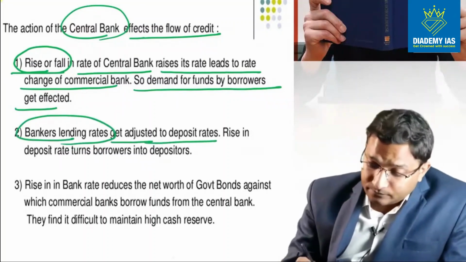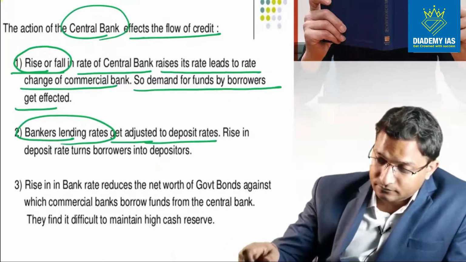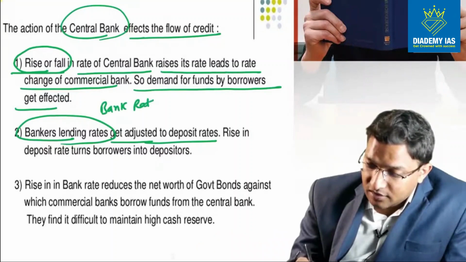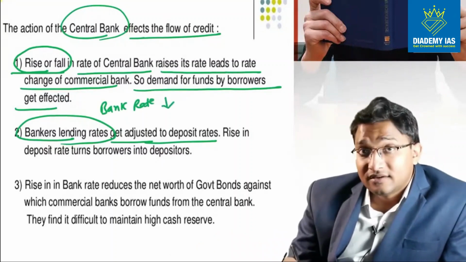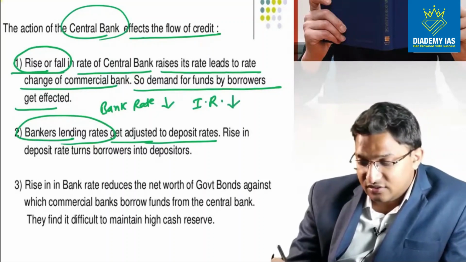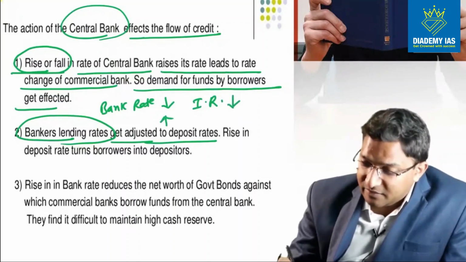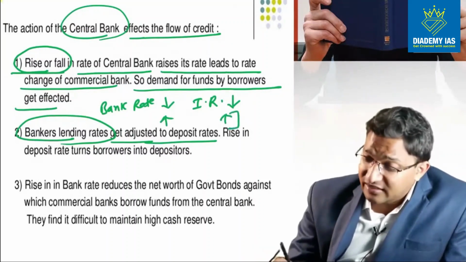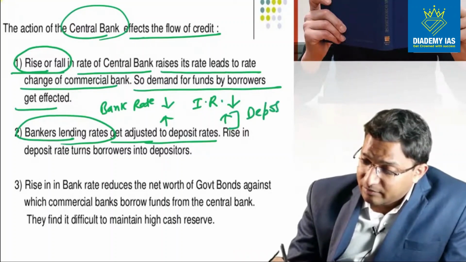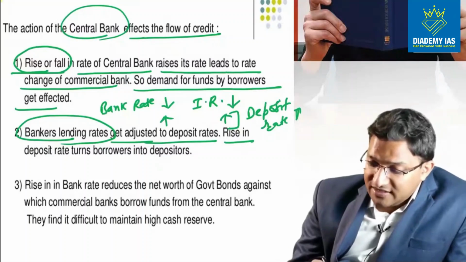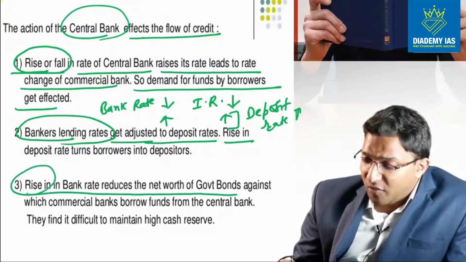So if the bank rate is decreasing, that means the interest rate will be decreased. If the bank rate is increasing, that means the interest rate will also be increased. If the interest rate is increased, then the bank can also increase the deposit rate, and it can increase the deposits also. A rise in the bank rate reduces the net worth of government bonds.